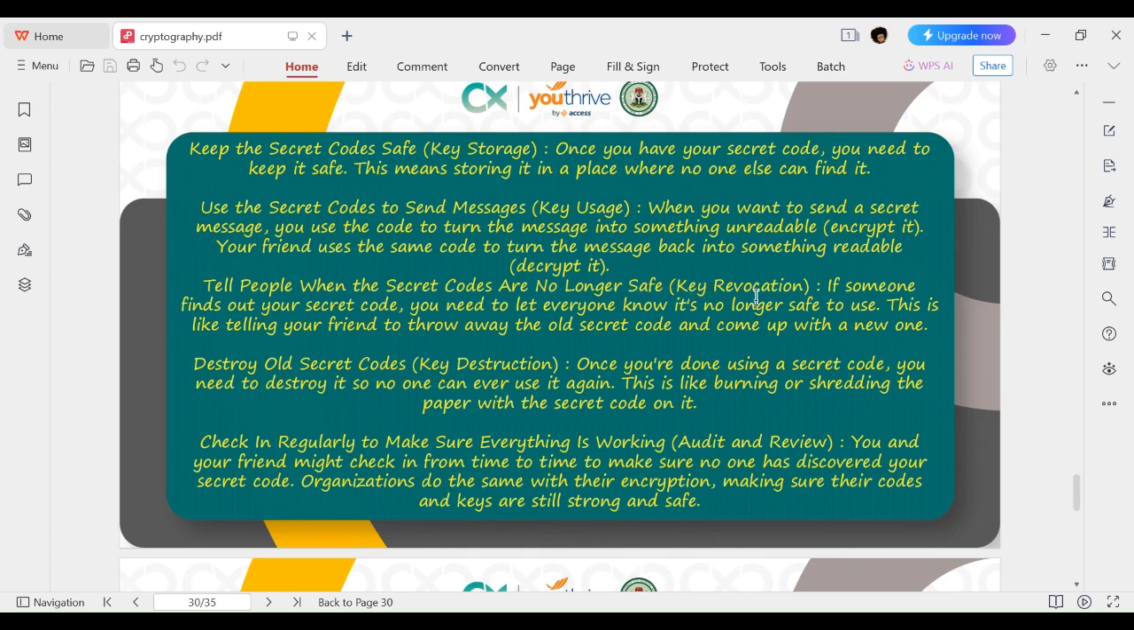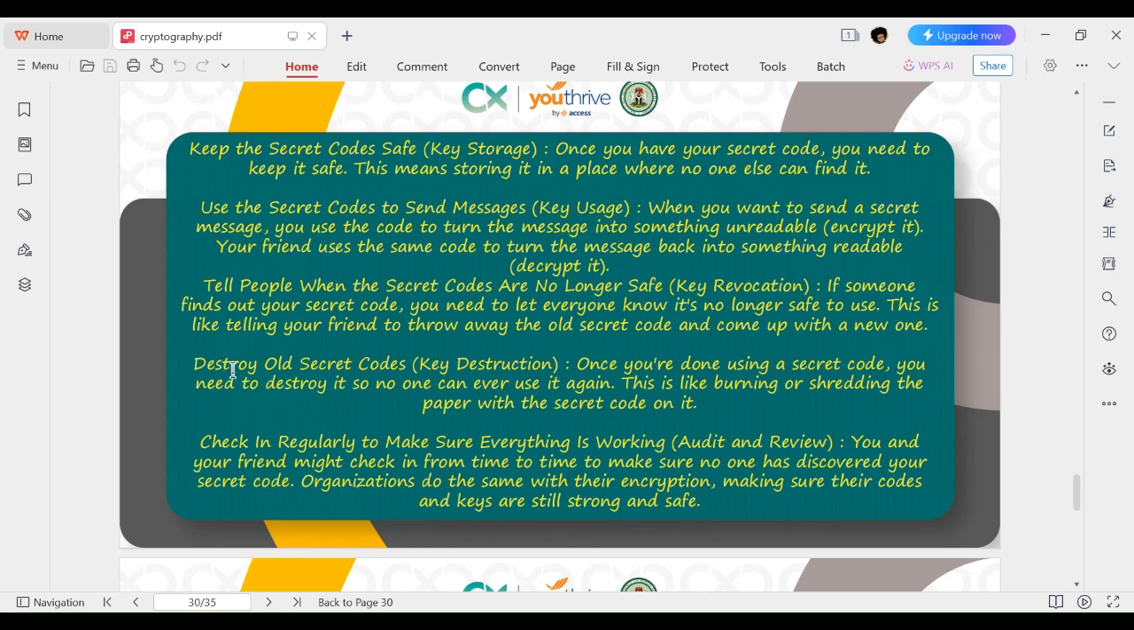Then you tell people when the secret codes are no longer safe. That's key revocation, another stage of the cryptographic life cycle. If someone finds out your secret code, you need to let everyone know it's no longer safe to use. This is like telling your friend to throw away the old secret code and come up with a new one. When a key has been compromised, it's automatically revoked.